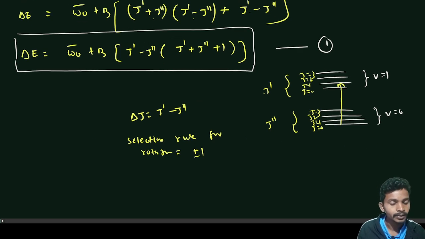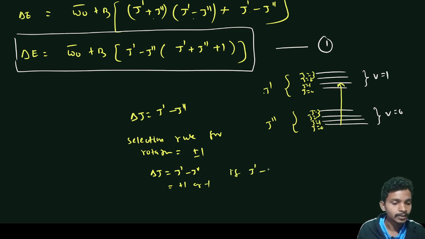That is the selection rule for rotational. So if it is that, then we can say that delta j equal to j dash minus j double dash. This is higher minus lower. This can be either plus 1 or minus 1. So if j dash minus j double dash equal to plus 1, it means it will start from 0 and come to 1. That is plus 1, because from 1 subtracting, that has to be 1. Okay, so this has to start from 0 and go to 1.